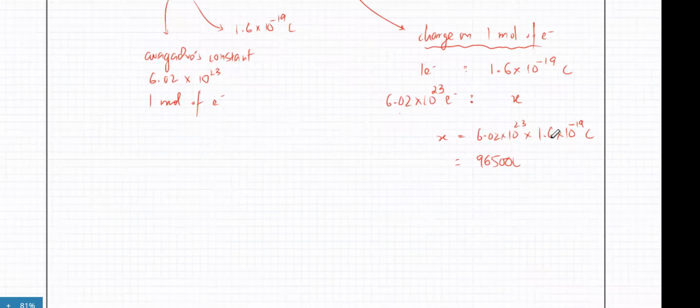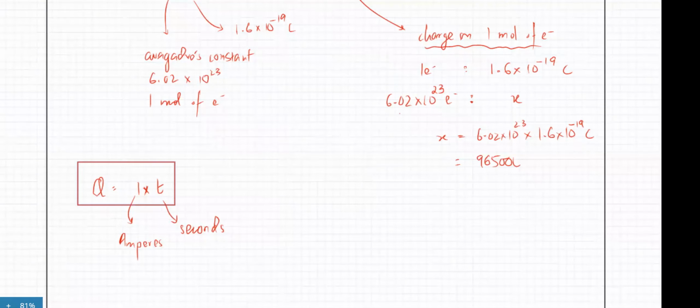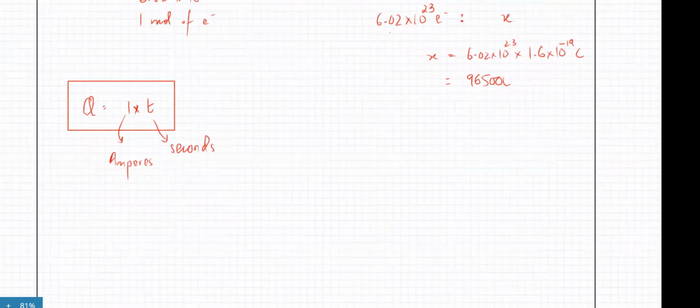You would need another formula, which is Q is equal to IT, which you already studied in physics. T would be in seconds, and I is the current in amperes. If there's a wire with current flowing for a particular time, you can figure out the charge that's flowing through the circuit. So you would need that formula as well.